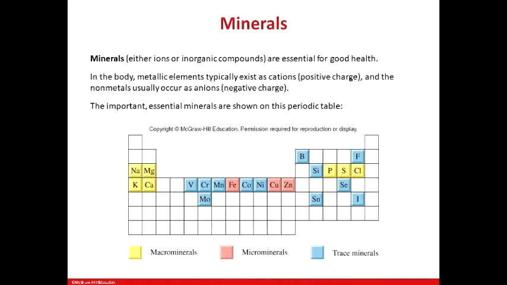So we have sodium, magnesium, potassium, calcium. We need these, but what? Too much is too much, right? Then we have phosphorus, okay, sulfur, and chlorine. These are really the macro minerals. Then we have these micro minerals, iron, copper, and zinc.